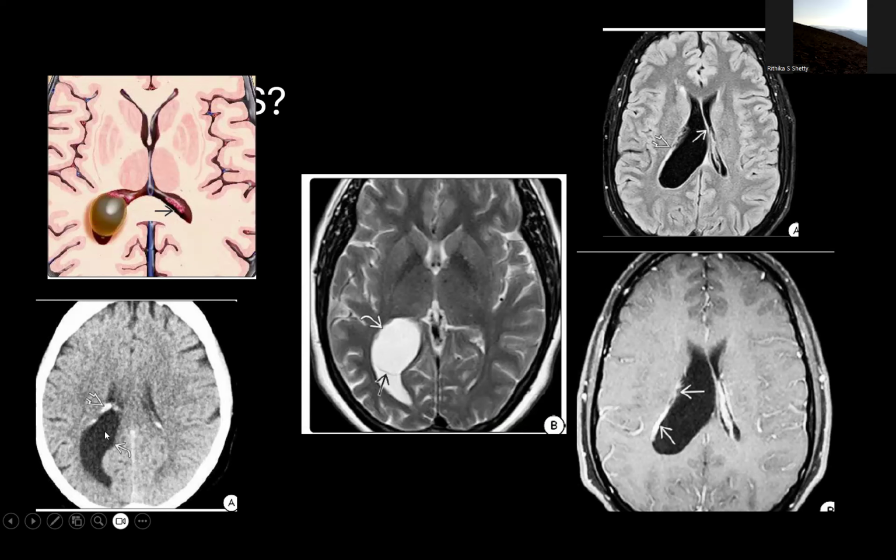On CT, we can see that the calcified choroid plexus is pushed laterally, meaning there is a hypodense lesion here, that is ependymal cyst. Here on T2 weighted image, we can see a thin wall of the cyst pushing the choroid plexus. Again, on post-contrast image, we can see the choroid plexus is pushed sideways, pushed laterally. Here it is pushing the cavum septum pellucidum.